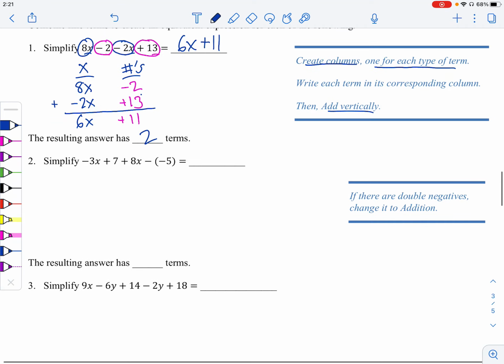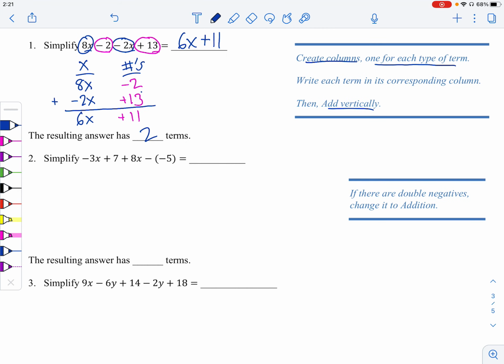Okay, number 2. Same process. Okay, let's see. We have this, right, double negatives. So let's change that first. Let's get rid of that double negative. So double negatives becomes positive, right? So we're going to have +5 right in there. And then we have the rest of it, 3x plus 7 plus 8x. And a double negative just turns to a positive. That's it. And now we can do columns.